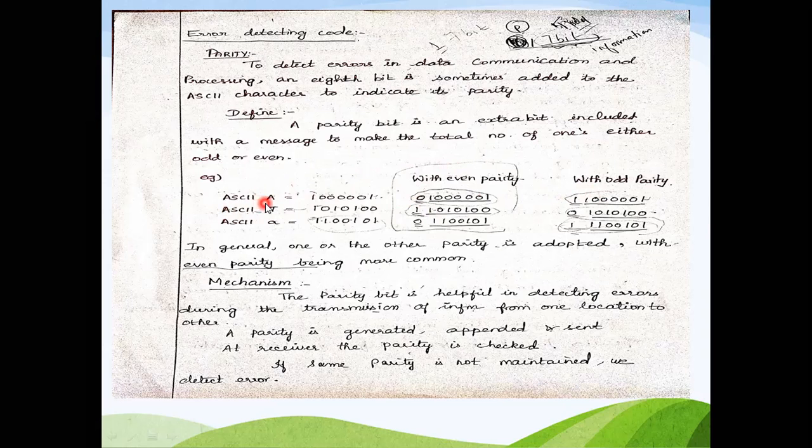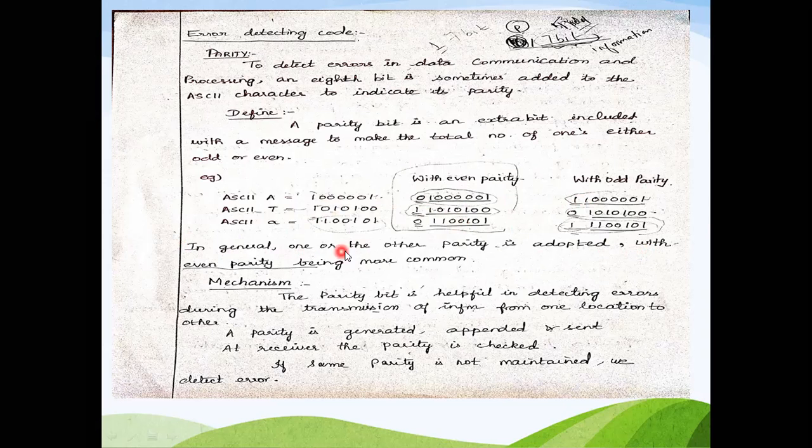Generally, in the ASCII code for A, we have only two ones, an even number of ones. So when you want even parity, it is already even, so you append 0. For odd parity, since it is already even, when I add 1 it becomes 1, 2, 3. So the total number of ones is now 3, which makes it odd parity. Likewise you can convert ASCII codes to even parity and odd parity.